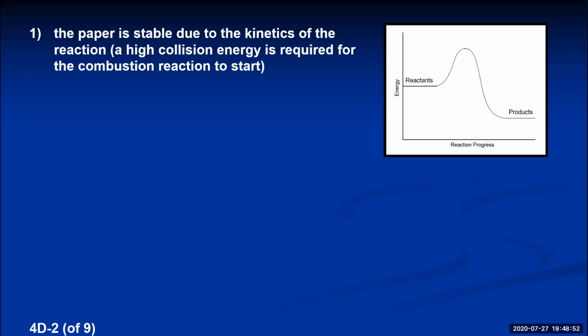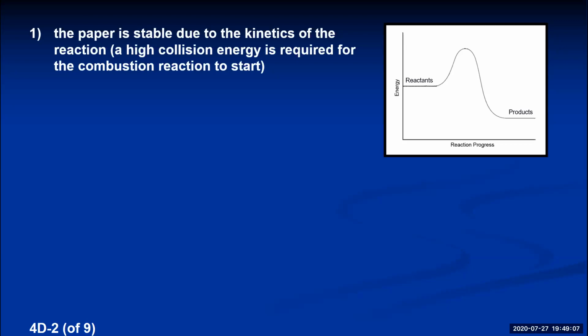And that amount of energy is so high that the molecules of oxygen at room temperature on Earth don't have that amount of energy. And so the paper therefore becomes stable. And we say it's not thermodynamically stable, but it's kinetically stable.